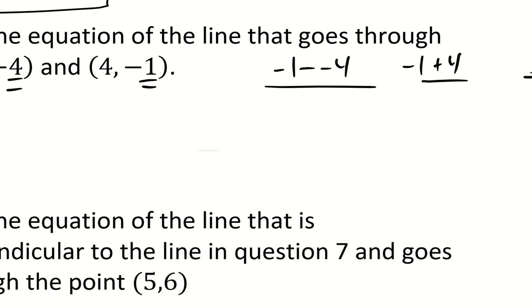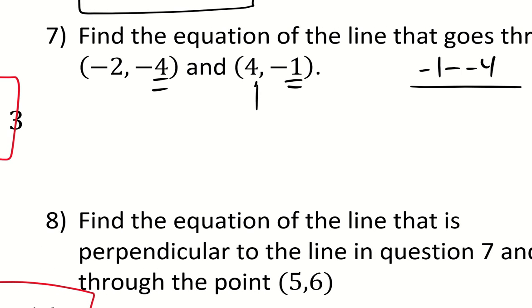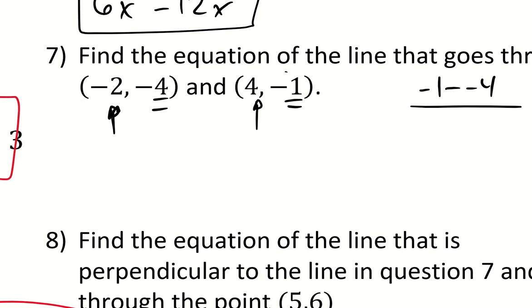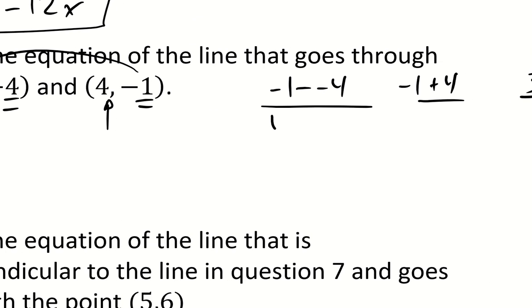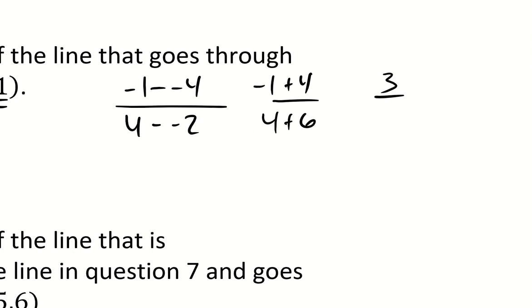And then let's do the same thing for x. You can see my x's are here and here. And I did start with the -1, and I went this way to subtract. So I'm going to do the same thing with my x's. 4 minus -2, which is going to give me 4 plus 2, which gives me 6. So you can see the slope is 3 over 6, which reduces to 1/2, up 1 over 2. So I've got a slope of 1/2.